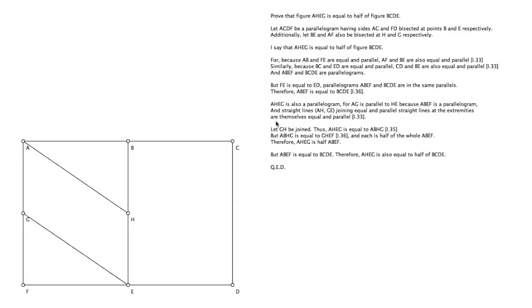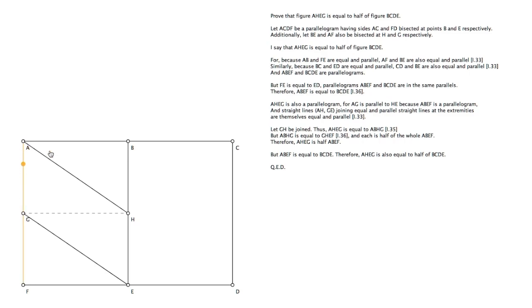So that's what we've done so far. Now we have a few other steps that we're going to take just to make these last few steps clear. So we're going to join GH. So now that I've joined GH, I've drawn it out as a dashed line because I don't want it to distract from our figure. So let GH be joined. So AHEG is equal to ABGH. So what I've done is, this is really a figure of proposition 35, right?